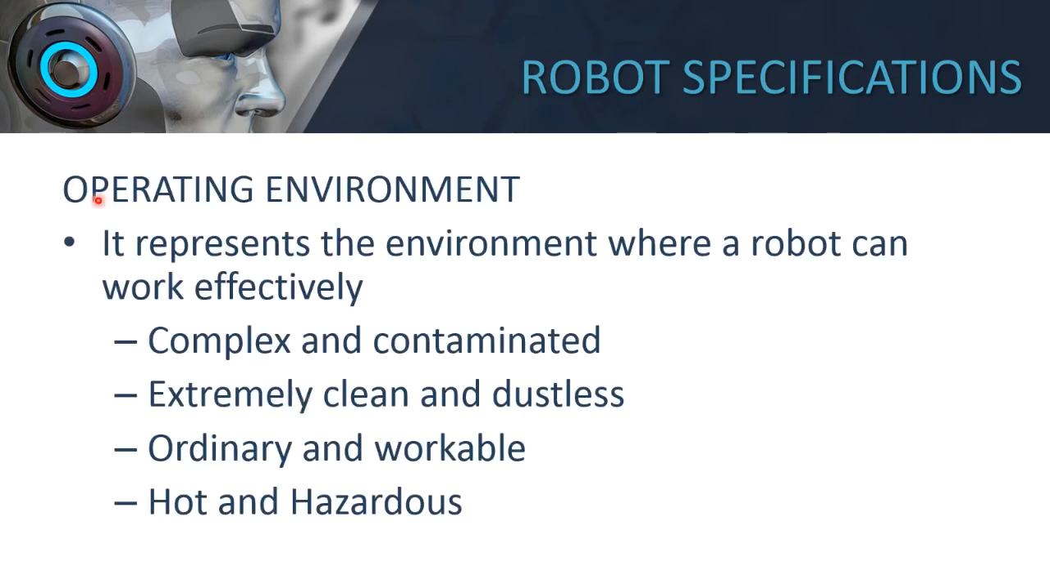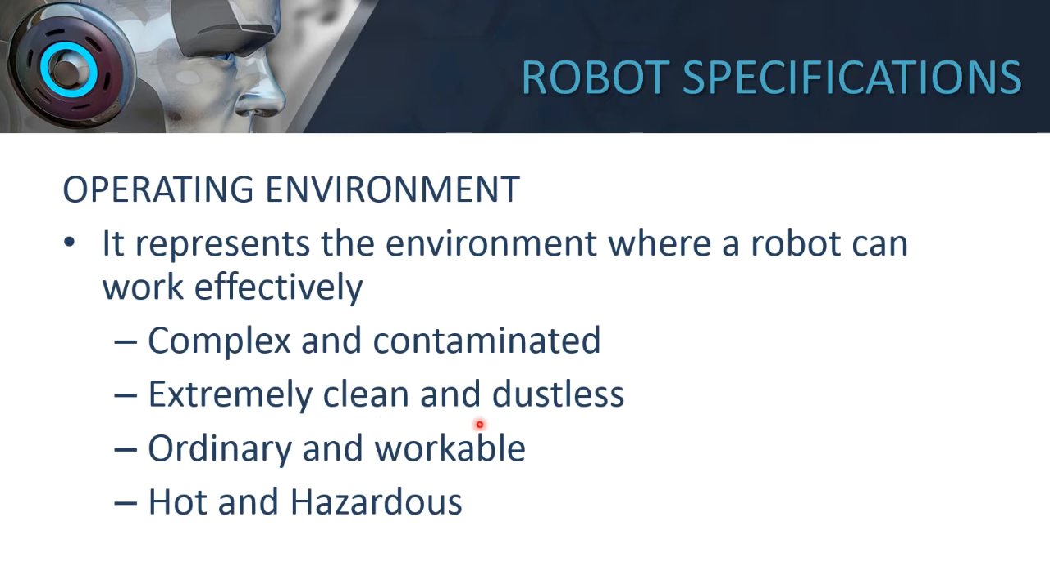The next specification is operating environment. Operating environment represents the environment where a robot can work effectively. You can always install a robot in any environment, but there are certain environments where a robot has to work, and those environments are called complex and contaminated environment, extremely clean and dustless environment, ordinary and workable environment, hot and hazardous environment. Where do you install in a complex and contaminated work environment? Especially wherever there is too much contamination and humans cannot enter that environment because of smelly environment. There you can install a robot.